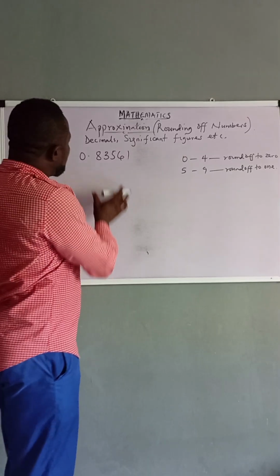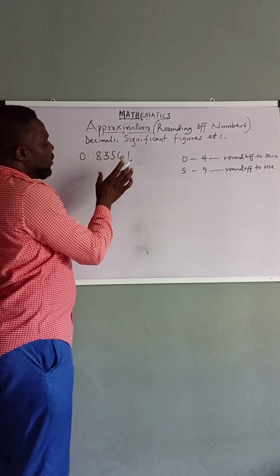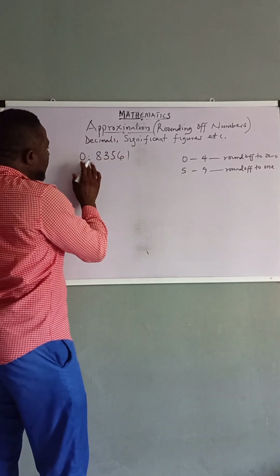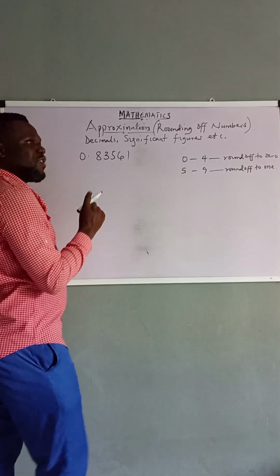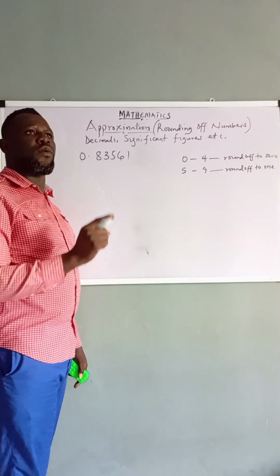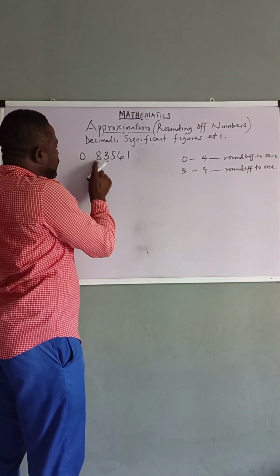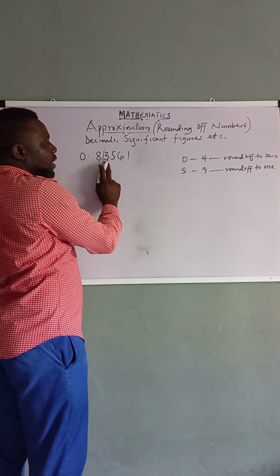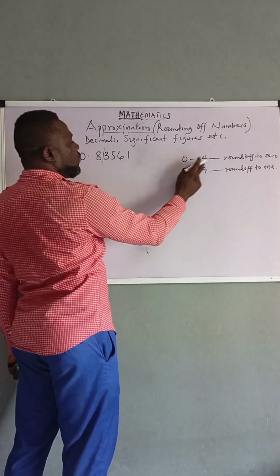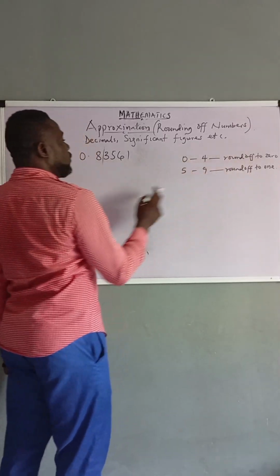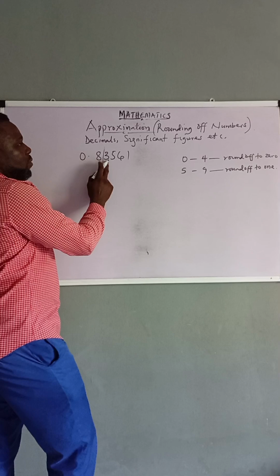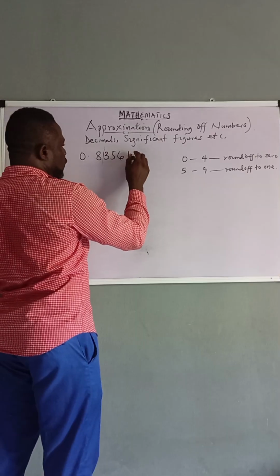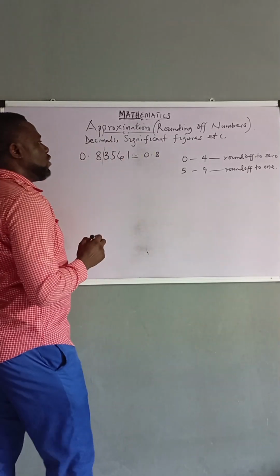Let's see how we can take this number to 1 decimal place, to 2 decimal places, to 3 decimal places, and even to 4 places of decimal. Now, if we say 1 decimal place, it means we count just one number after the decimal point. When you count this one number, you look at the next number and ask yourself: is this number between 0 to 4? If it is between 0 to 4, you round it to 0 and add it to this number. So 3 is a number between 0 to 4, so we round it off to 0. If I add 0 to 8, I will still have 0.8.